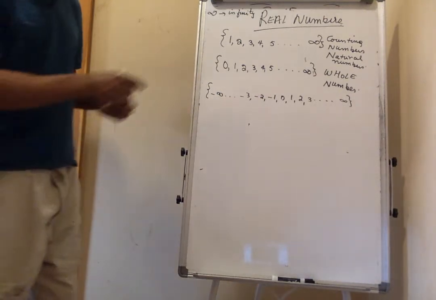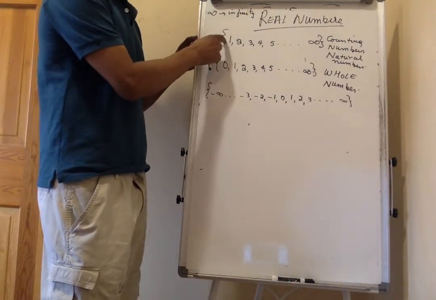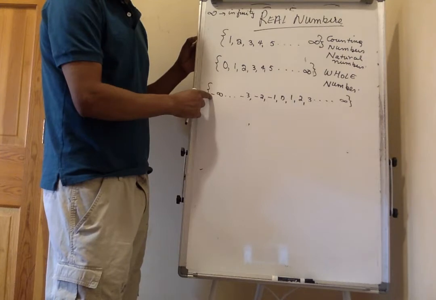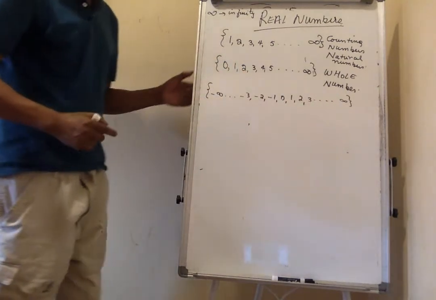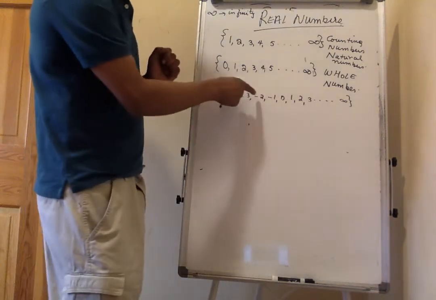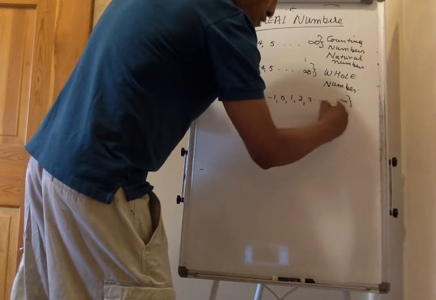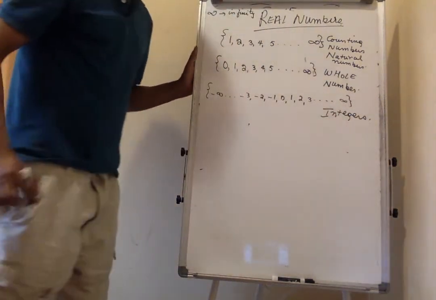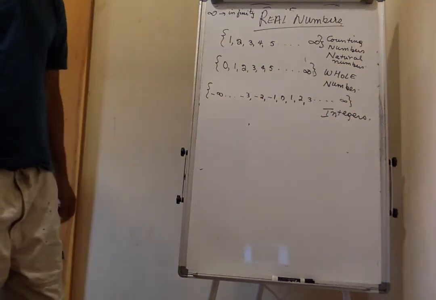And note also, these two sets of numbers, they have a beginning. The counting numbers have a beginning, 1. The whole numbers have a beginning of 0. Here, they don't have a beginning. There is no beginning and there is no end. These are involving negative numbers. We call these integers. Okay? Look, we are expanding our universe.